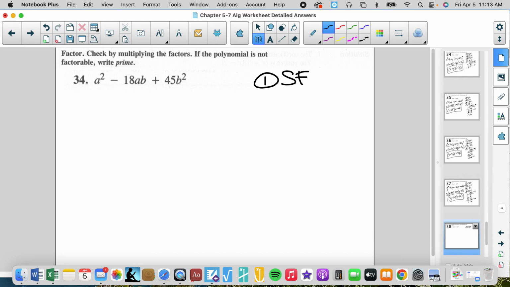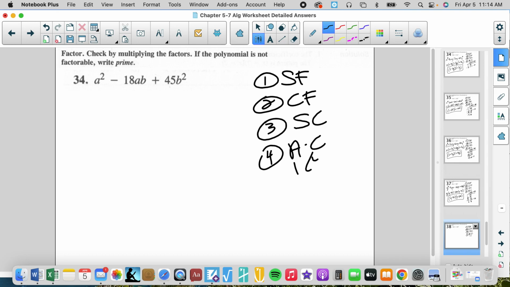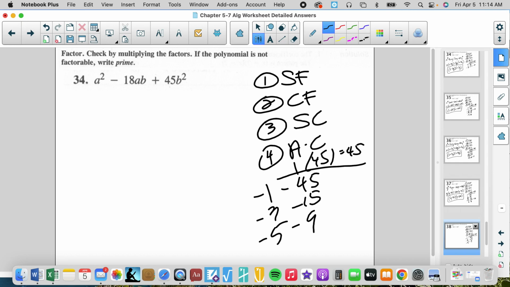Standard form, common factor, special case, A times C, 1 and 45, 2 no, 3 and 15, 4 no, 5 and 9. Signs are the same, both are negative.